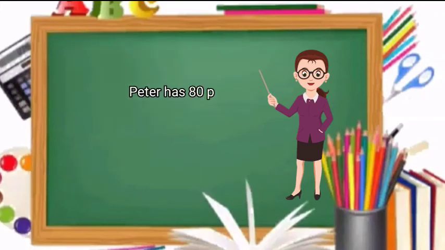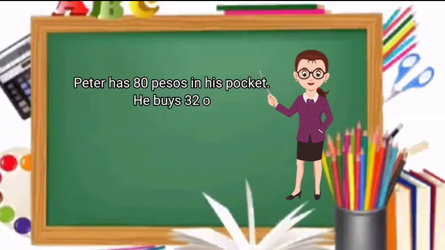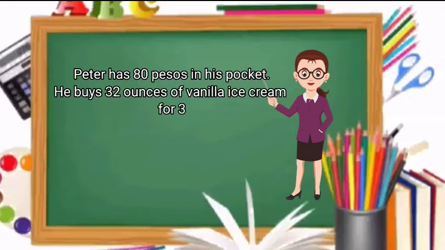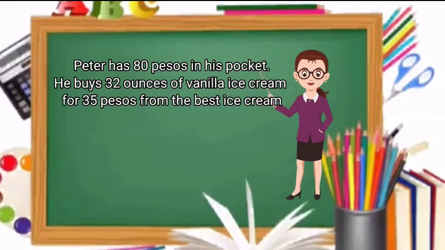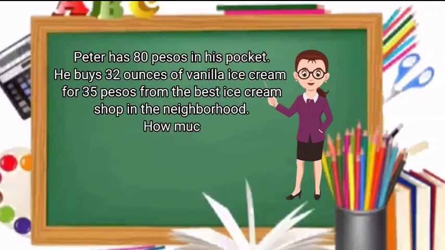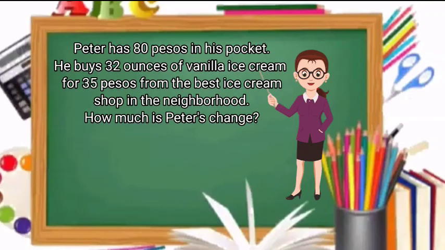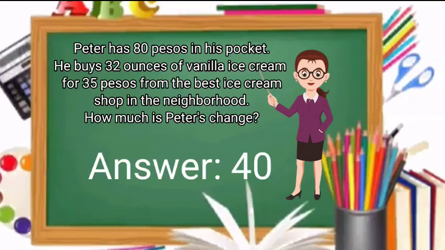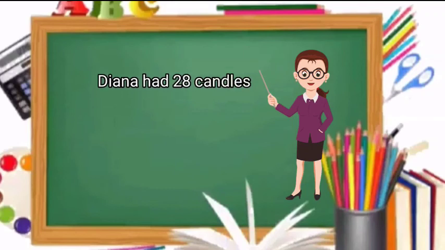Peter has 80 pesos in his pocket. He buys 32 ounces of vanilla ice cream for 35 pesos from the best ice cream shop in the neighborhood. How much is Peter's change? The answer is 40.